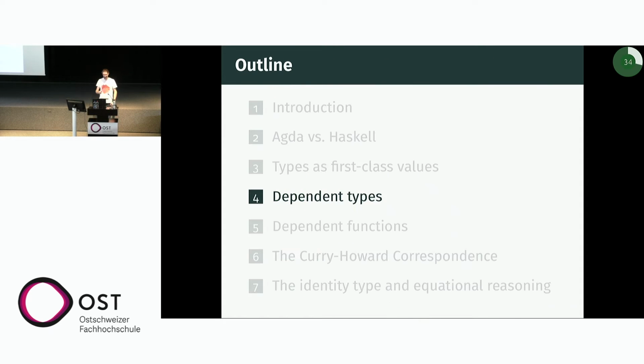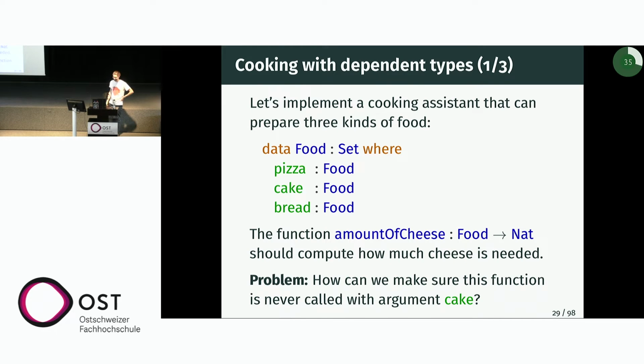Okay. So dependent types are an important concept in Agda, so let's look a bit more into them. There's one example that's always used for introducing dependent types, and I'll give it later on, but I don't like to start with it. So let me use an example that I used during my PhD defense. I had all my friends and family there, so I had to come up with some fun examples. So I decided, let's implement a cooking assistant.